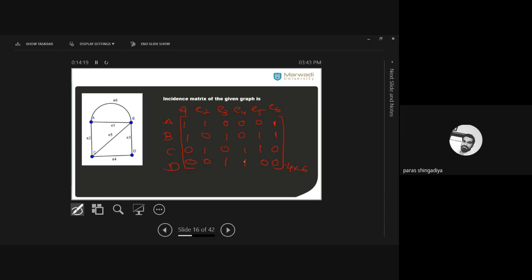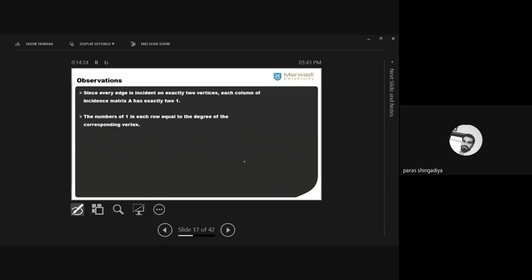Now this is our answer for this matrix, and for that we have a few observations. The first observation, second, third, and fourth. First one: since every edge is incident on exactly 2 vertices, that is one rule. Every edge is incident with exactly 2 endpoints. So therefore, each column of the incidence matrix has exactly two 1s.